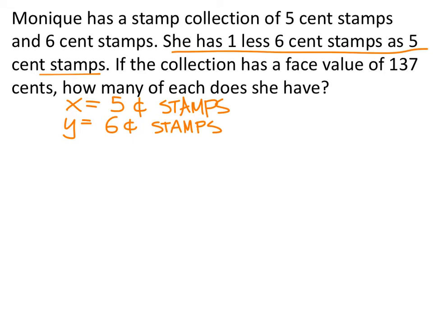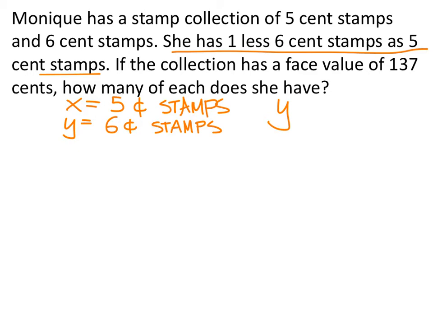So the first thing we should do is define our two variables. Now I'm not going to use 5 and 6 to represent those because we could get the numbers confused pretty quickly. So I'm going to say x is 5-cent stamps and y is 6-cent stamps. So this equation in orange here, I'm going to write it based on the 6-cent stamps, which is y.